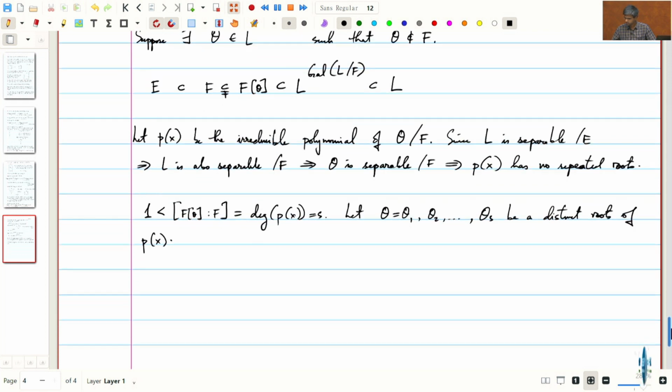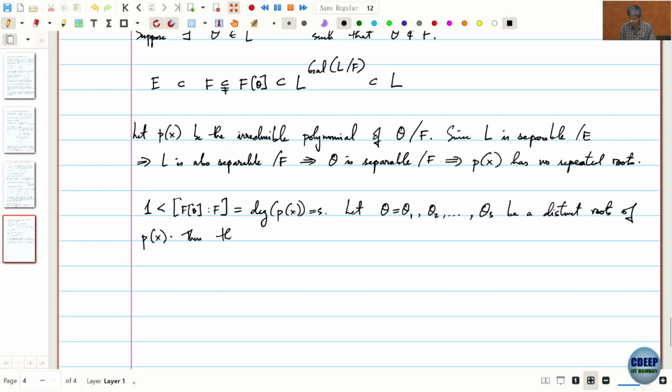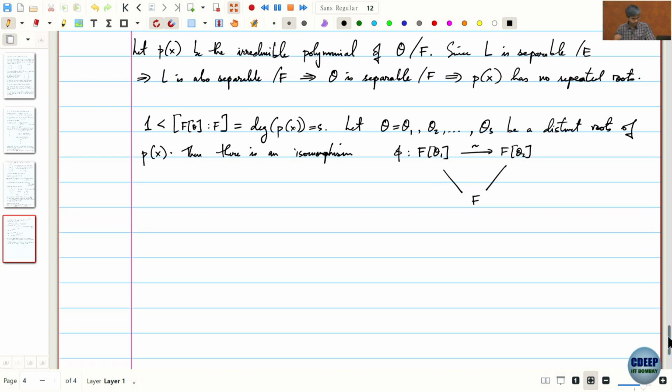Then there is an isomorphism phi from F theta 1 to F theta 2, which is identity on F. We just send the coefficients by identity, and we send theta 1 to theta 2. This is possible because theta 1 and theta 2 are roots of this irreducible polynomial P of x, which is irreducible over F.